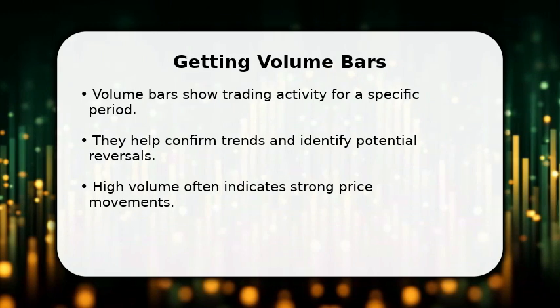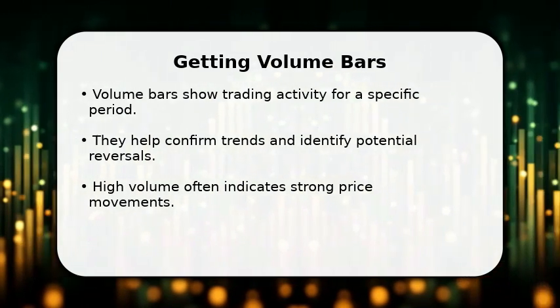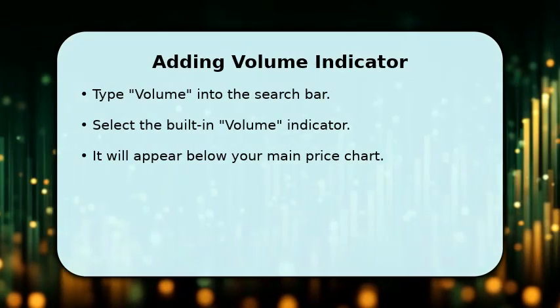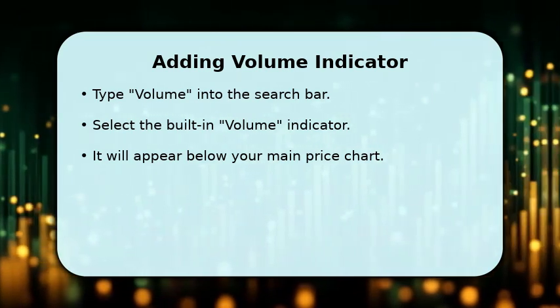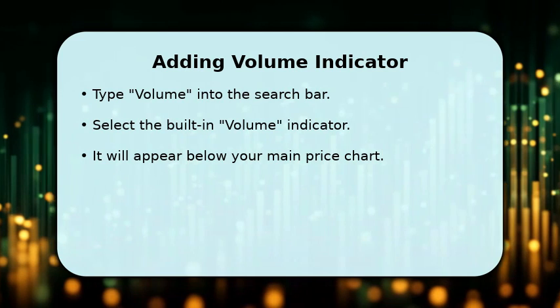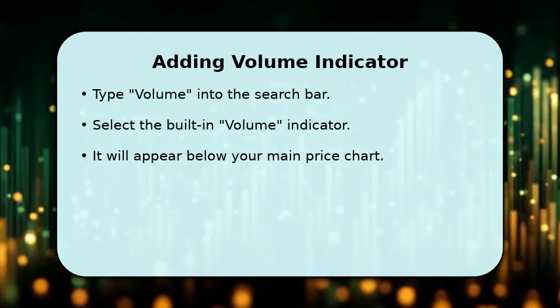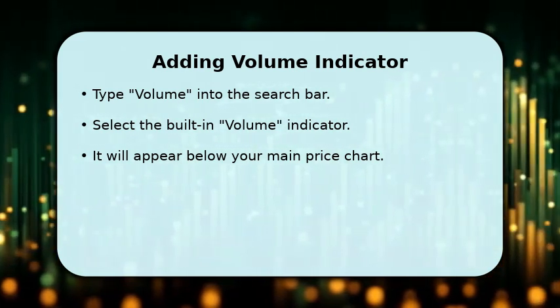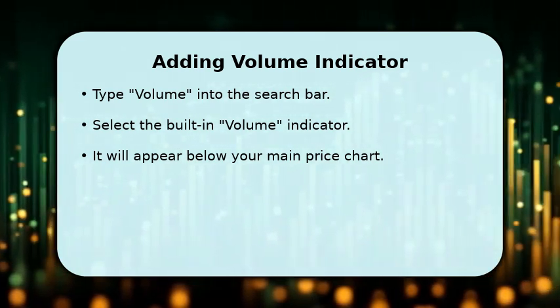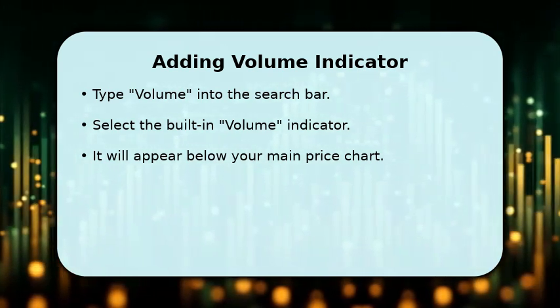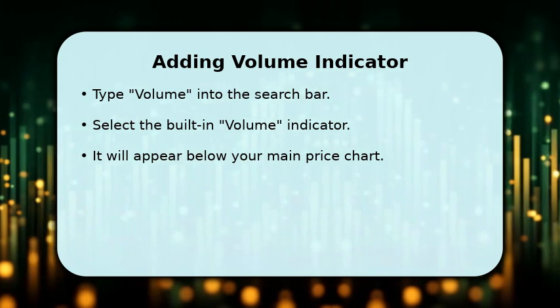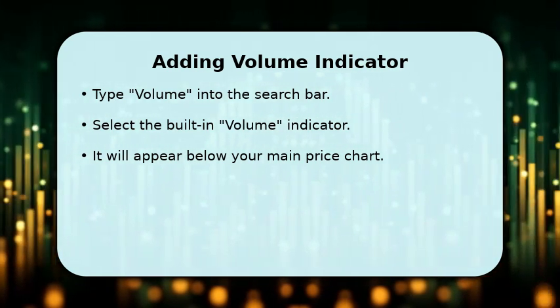Adding volume bars is a fundamental step for many traders. Once the indicator window is open, type volume into the search bar. You'll see several options, but choose the standard built-in volume indicator. Click on it, and it will instantly be added to your chart, usually appearing as a separate panel below your price candles. This visual representation is crucial for understanding market participation.